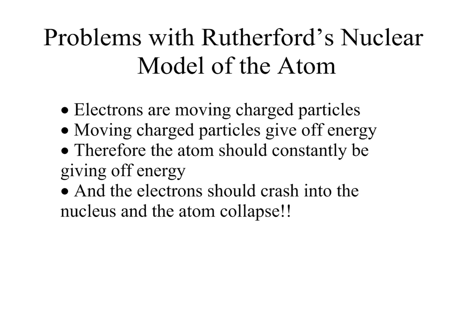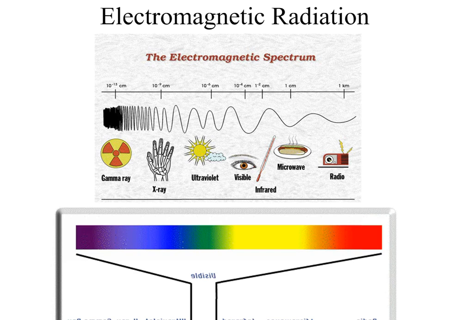So the problems with Rutherford's model of the atom basically revolved around the idea that electrons, being moving charged particles, must always give off energy. So therefore, if those electrons were giving off energy, they would constantly be moving closer to the nucleus and eventually collapse in on the nucleus, and the whole atom would collapse. So this is a real problem with Rutherford's nuclear model.